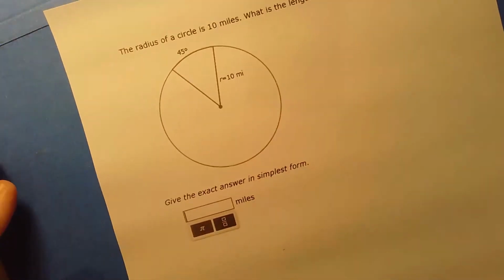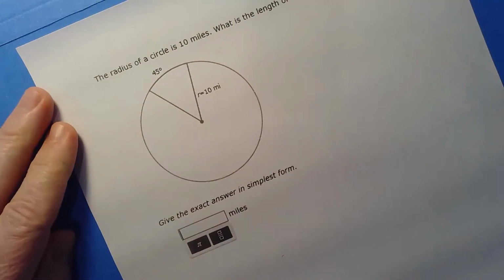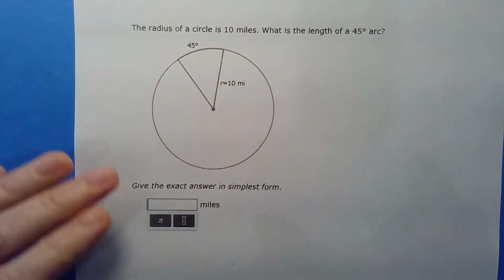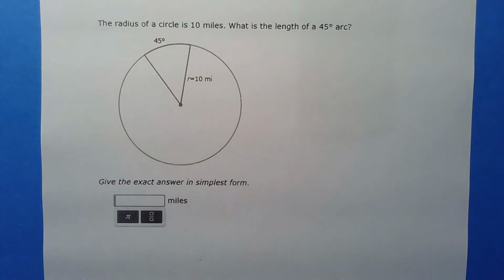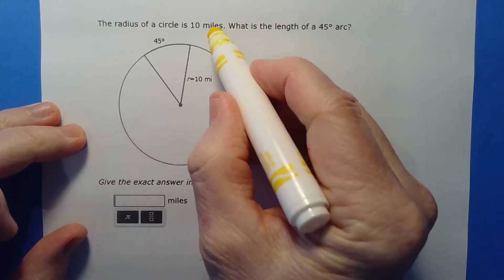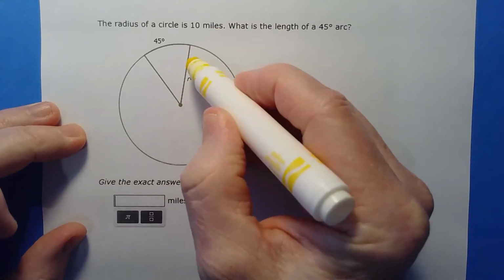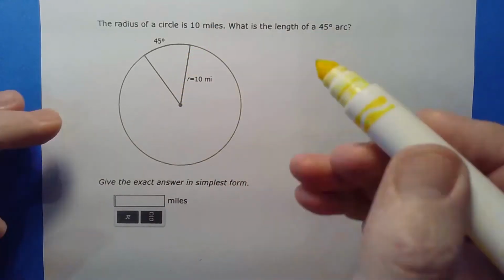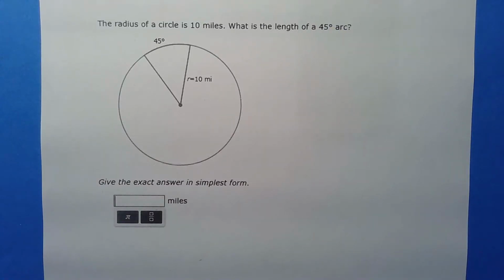Now, there's a couple ways that we're going to be doing these problems. One is coming from the center angle out. So that's what this one's going to be. Okay. So in this problem, it says the radius of a circle is 10 miles, right? So we've got 10 miles from there to there. We want to find the length of a 45-degree arc.